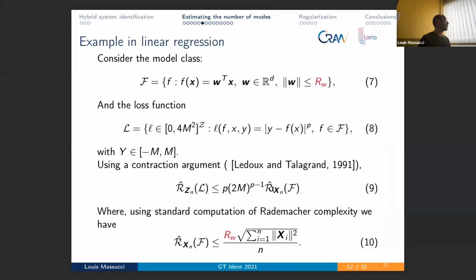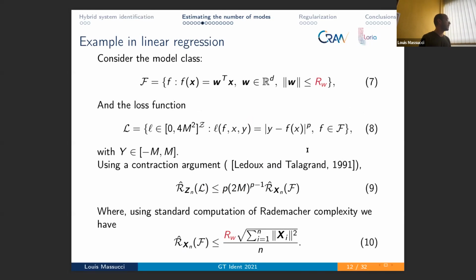First, in linear regression, we consider the corresponding model class of linear regression. Here we see that we have the parameter RW that is here to control the complexity of our model class. We will use the following loss function, which is the prediction error of degree P of our system.